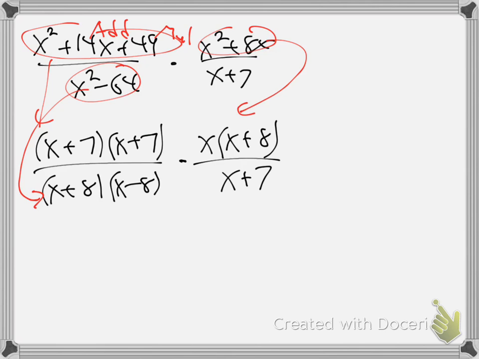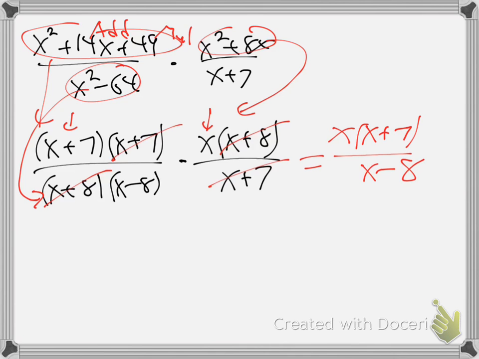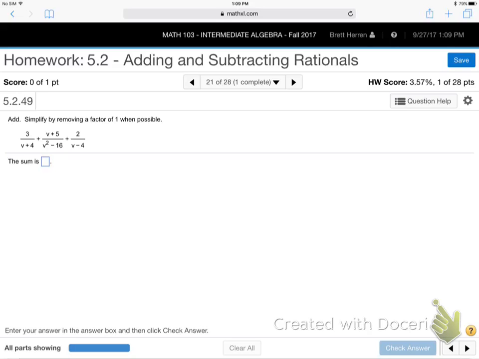All right, then we just cancel, huh? x plus 7, x plus 7, x plus 8, x plus 8. Well, what are we left with? x and x plus 7 on the top and x minus 8 on the bottom. And that was the answer. All's well? Yeah. All right. We need to go to other things.